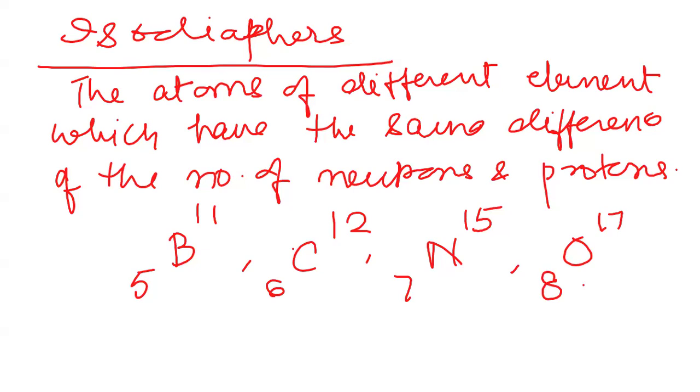In boron, the number of protons and electrons will be 5 and the number of neutrons will be 6. Then in carbon, the number of protons and electrons will be 6 each, and the number of neutrons will be 6, since 12 minus 6 is equal to 6. Then in nitrogen, protons 7, electrons 7, and neutrons 8. And in oxygen, protons 8, electrons 8, and neutrons will be 9.